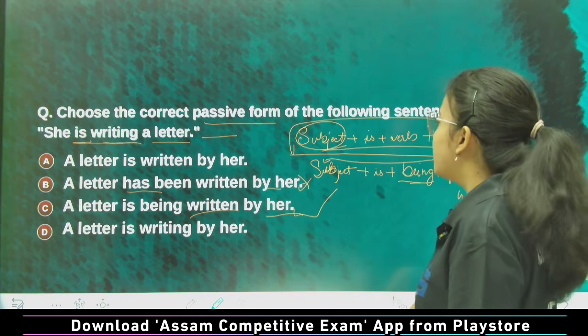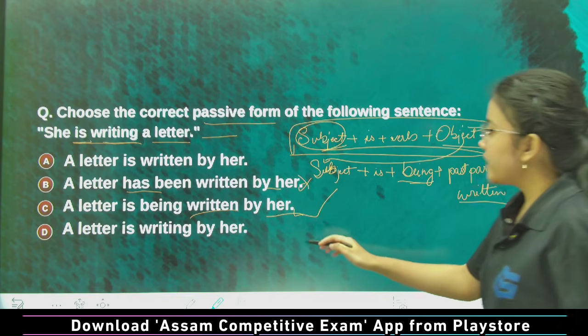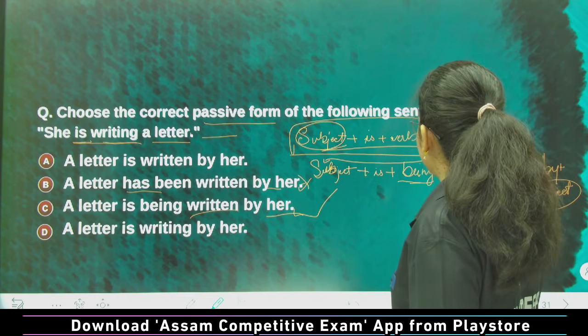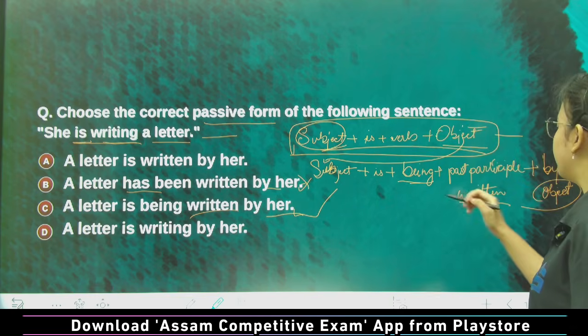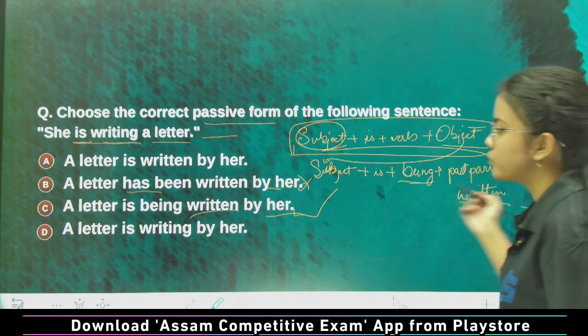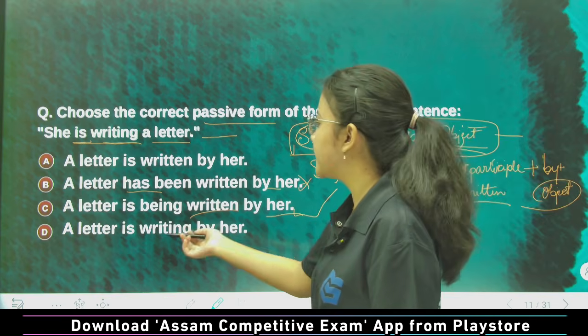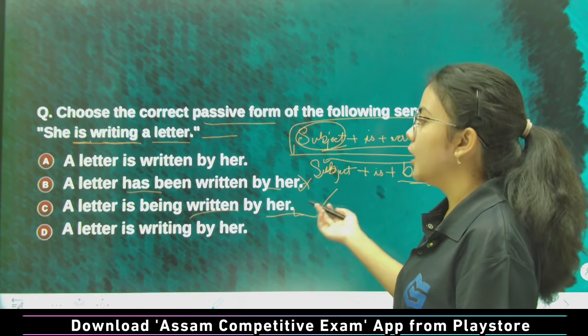Okay, so subject plus is plus being plus past participle of the main verb, plus by plus object. So the correct answer is C. A letter is being written by her.